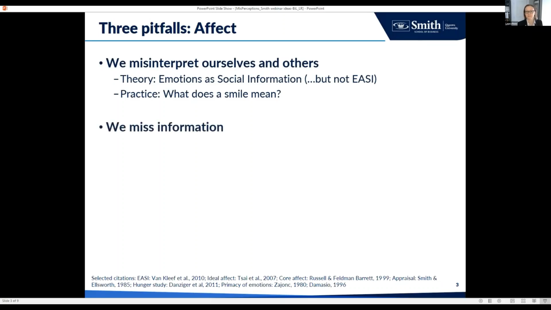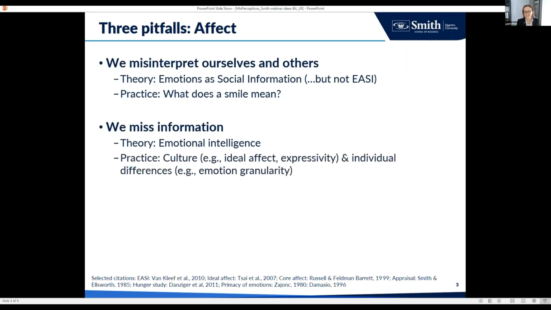We also miss a lot of information as we're seeing and experiencing affect. Probably all of you have heard of the phrase emotional intelligence and some of the research that's been done on that. Basically, how good are you at recognizing, managing, using, experiencing emotions in your daily life, in your workplace. In practice, this has so many different dimensions. I could actually do an entire course just on this idea itself. First of all, we know there are huge cultural differences, also across workplaces in many different aspects.